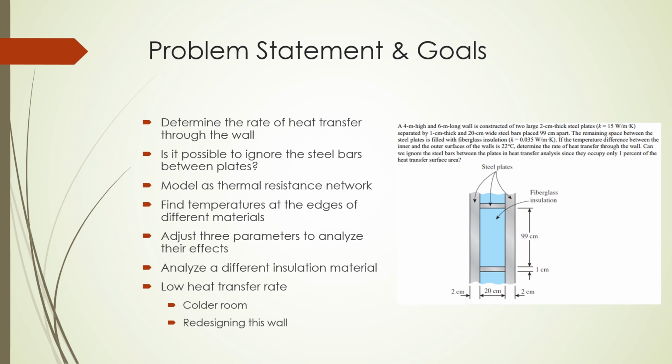So we want to determine the heat rate, or rate of heat transfer, through the wall. We want to determine if it's possible to ignore the steel bars between the plates. We need to model this wall as a thermal resistance network, find the temperatures at the edges of different materials, adjust 3 parameters to analyze their effects on this wall, and analyze a different insulation material. And for the goal of our wall, we want a low heat transfer rate, which results in a colder room while we are redesigning this wall.